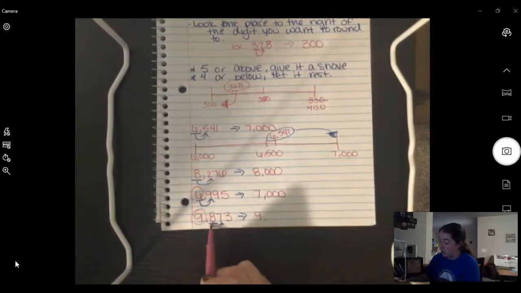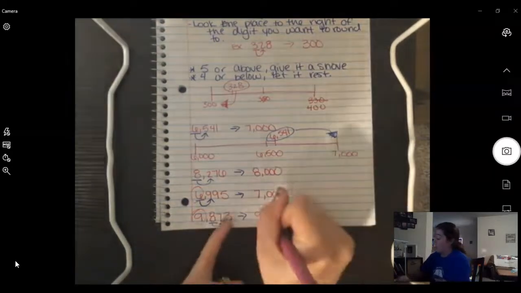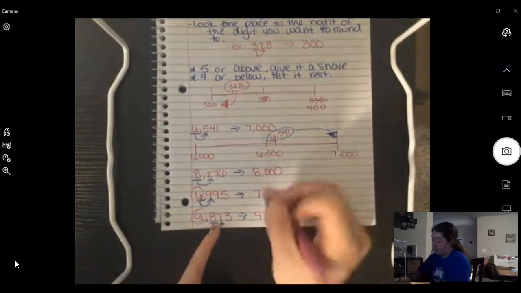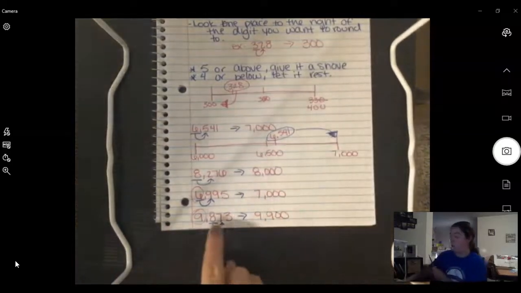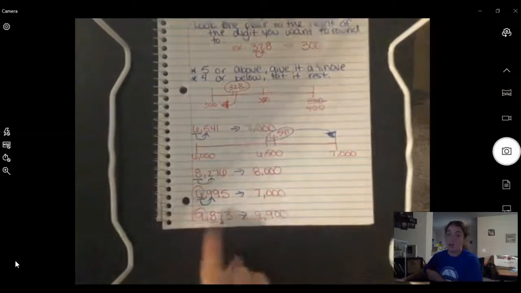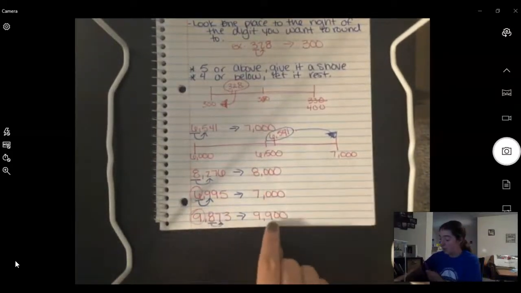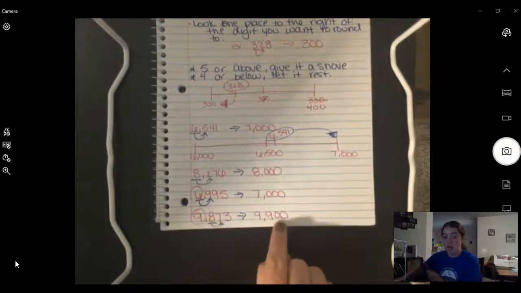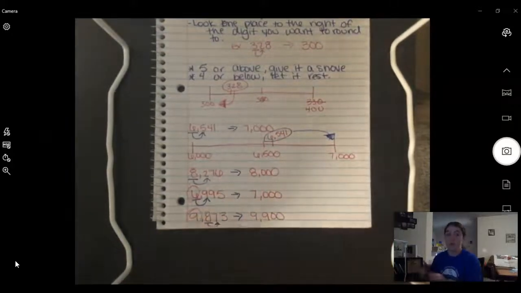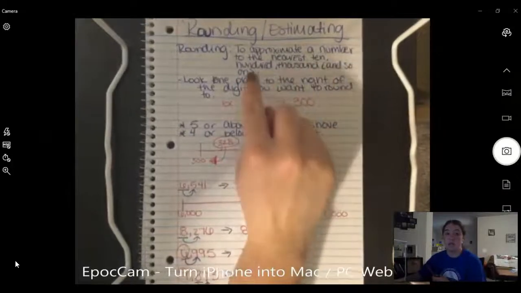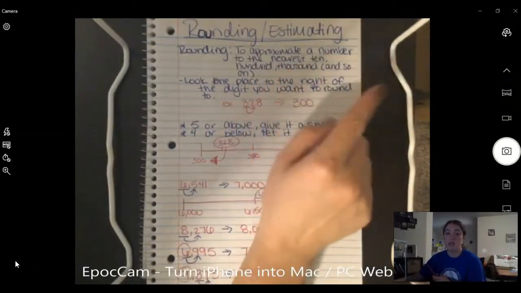Here's where we change. 8, we're rounding to the hundreds. So we look to the right. 7 is above 5, so we give the 8 a shove. And it would go up 1 place value. Go up 1 number. Okay, not to 10, not to 20. Goes up 1. So it rounds to 9,900.